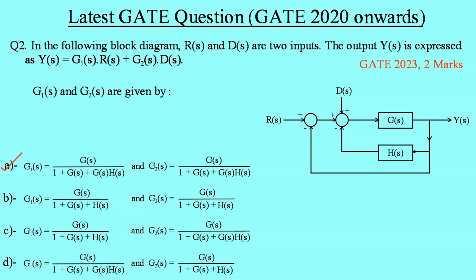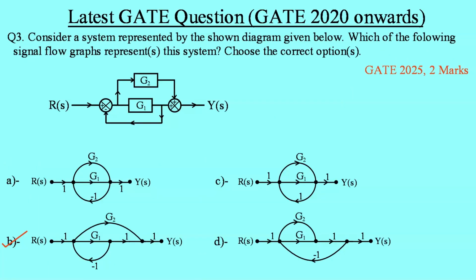It is an easy question which is based on the principle of multiple input and multiple output, which we have already covered in the lectures. Now come to the third question. This is also a very easy question, but still 2 marks were given for this question.